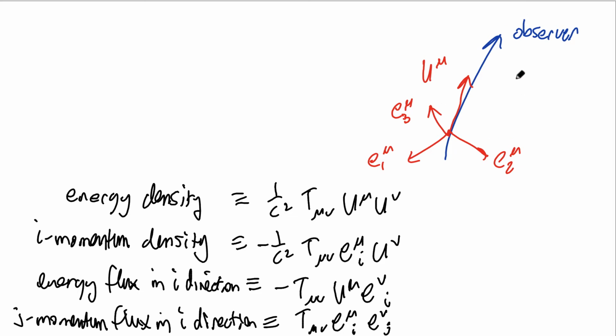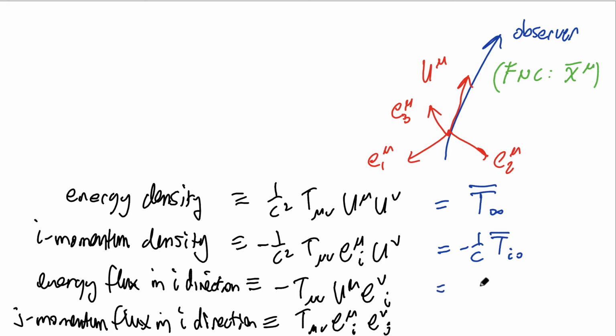Now the observer can construct Fermi normal coordinates in a neighborhood of this world line. So the Fermi normal coordinates we called x bar mu, so the tensor components in these coordinates have bars on them. The energy density then is T bar 0 0. The i-momentum density is minus 1 over c times T bar i 0. The energy flux is minus c times T bar 0 i, and the j-momentum flux is T bar i j.